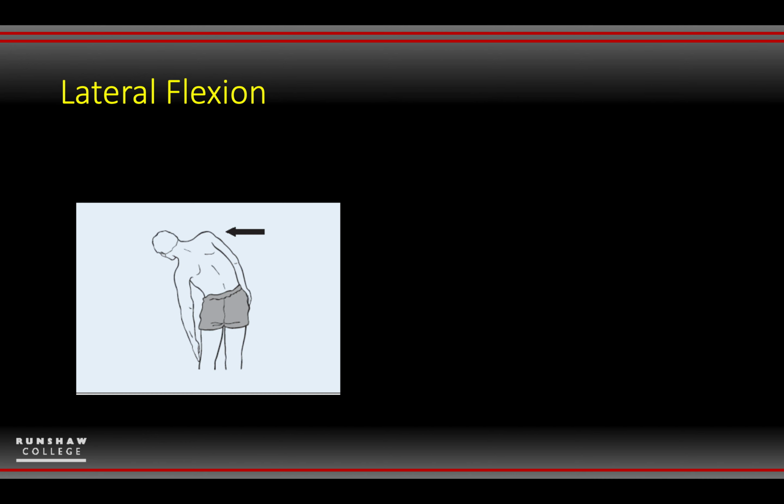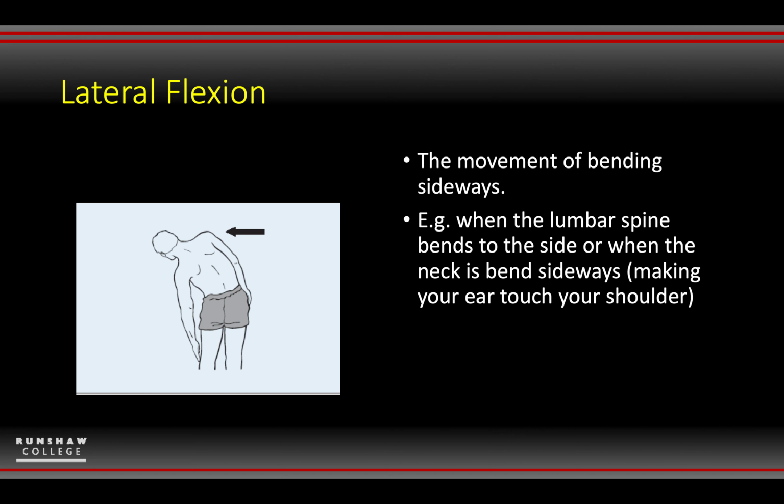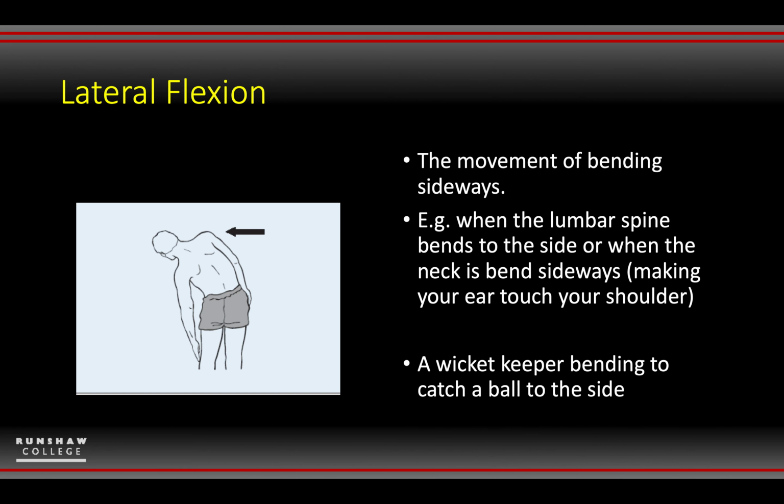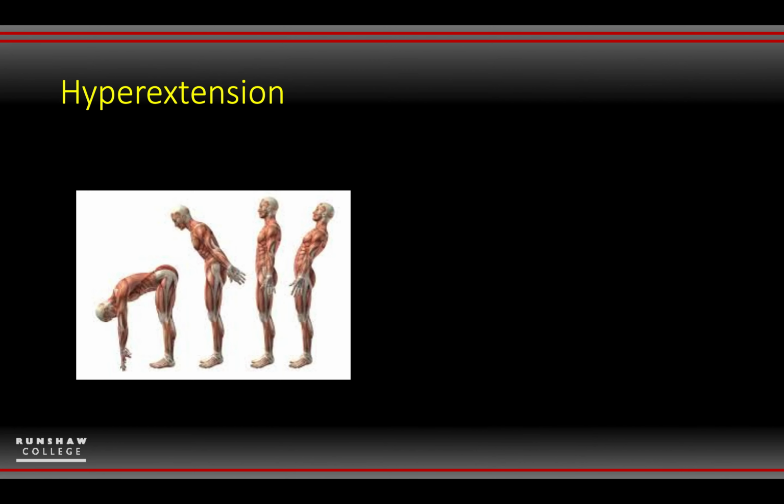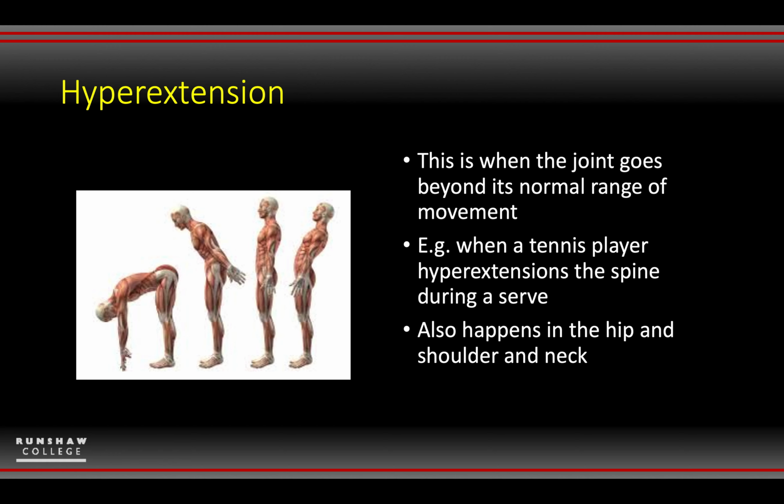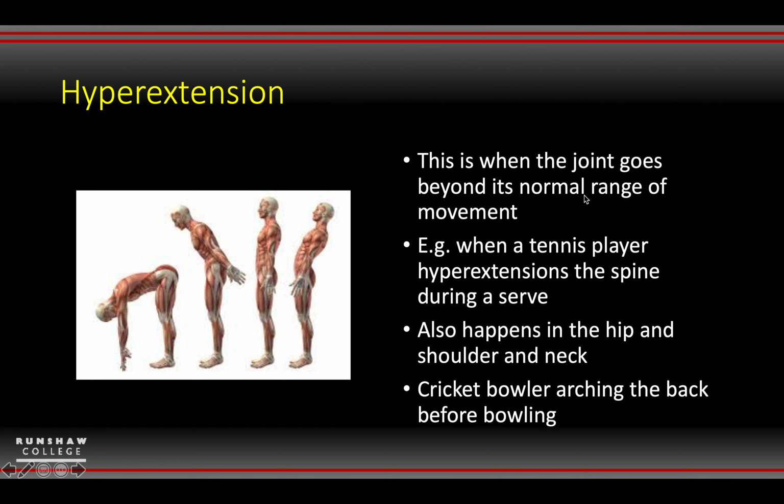Lateral flexion, very simple, along the vertebrae moving side to side. Hyperextension, we've covered that in the hip, but if we were to look at it in the spine, it's where we start leaning back and going a bit further than our normal range of movement. It can happen in the neck as well, so bending the neck back.